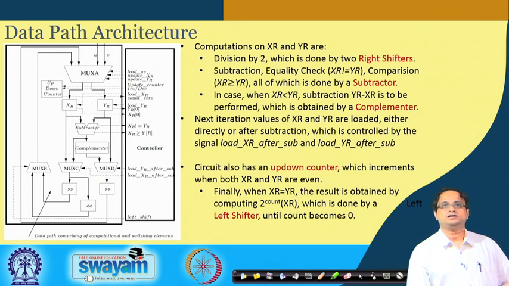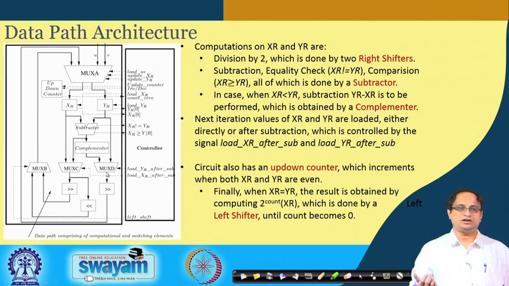The other thing which you have to do is subtraction. You have to do an equality check, trying to understand whether XR and YR become same. Remember the while loop condition. And the other thing you have to do is to understand whether XR is greater than or equal to YR, or XR is lesser than YR. Both of them you can do by a subtractor, because the first one is an explicit subtraction, and the second one you can do by a complementer, which is in the 2's complement. So that also you can realize by a subtractor.